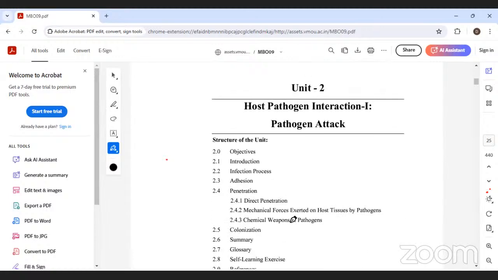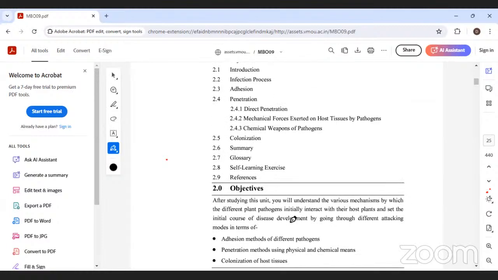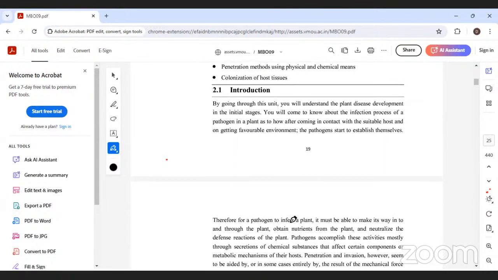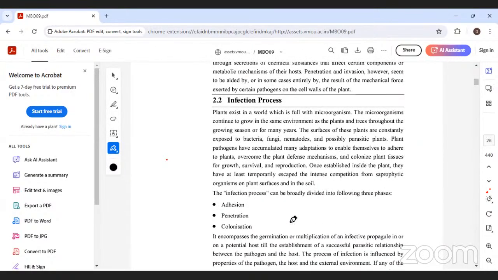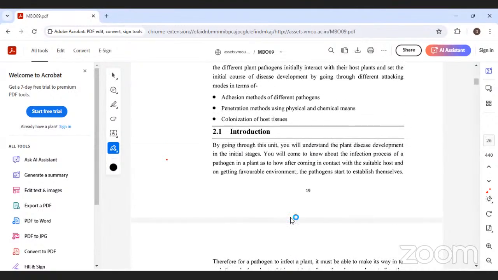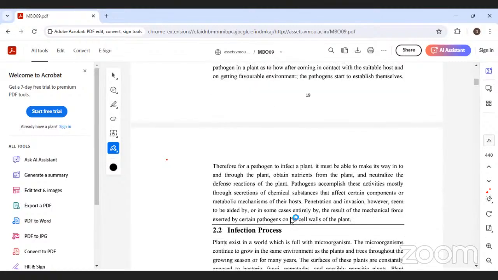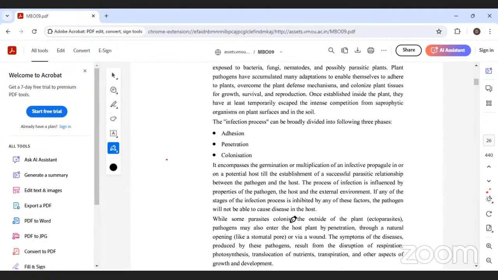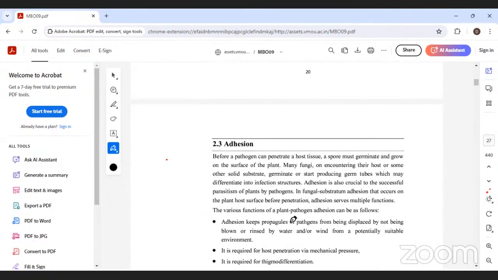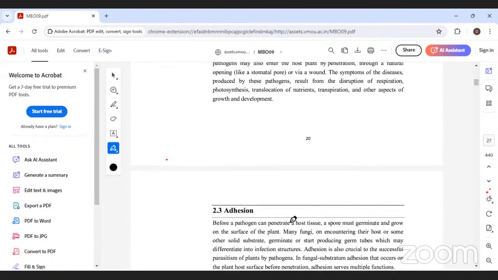And next, interaction. Coming to another one, host-pathogen interaction. Now we will study the pathogen in the first infection process. How does infection happen? This is the introduction. You know that the infection process begins with adhesion.